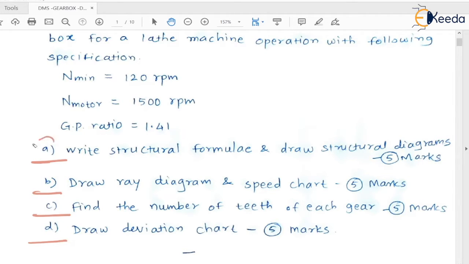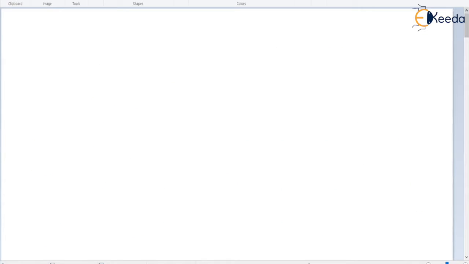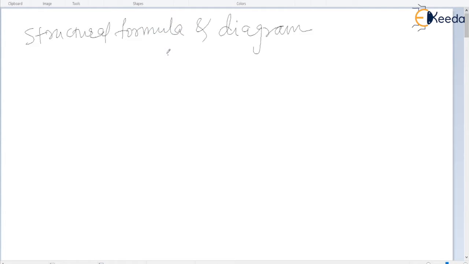Now first we will start with A: write structural formula and draw structural diagrams. This solution is already attached in the link, so you can check it, and in this video I'll tell you how we can draw it. So let us begin. In this video we will solve question 2A, that is the structural formula and its diagram. The first thing, we will check the given data.